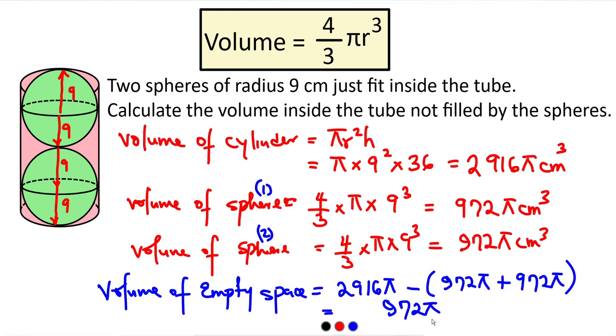But we want to get a numerical value, okay, exact value. So we multiply 972 pi times pi from the calculator. When you do that, you certainly will get an answer of 3,053.6 centimeter cube. And that's going to be our final answer.